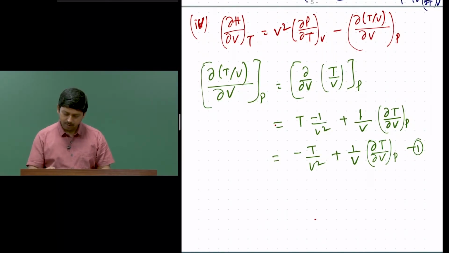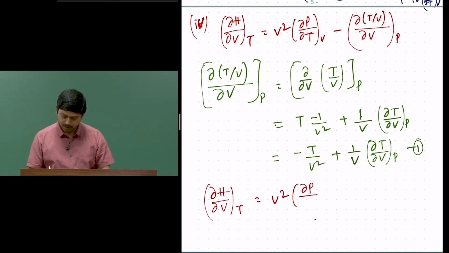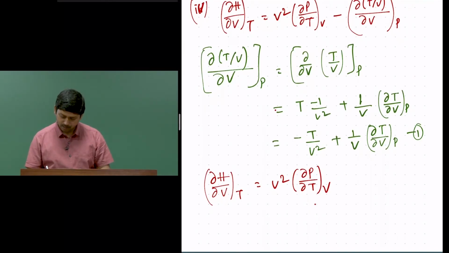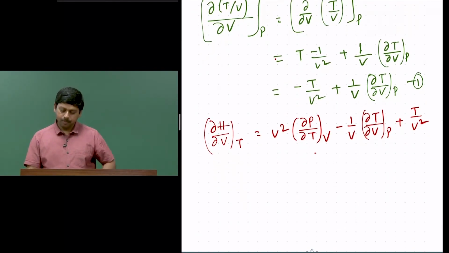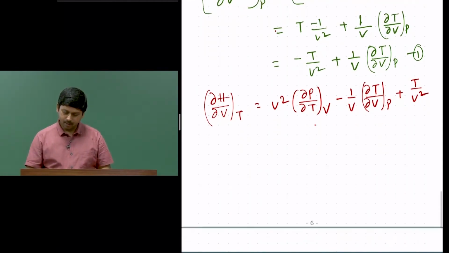So, we have to show then del H by del V at a constant T is equal to V square del P by del T at constant V and minus this quantity. So, minus 1 by V del T by del V at P plus T by V square. So, this is what we need to show. As you can see, there are 3 terms here, that is okay. So, let us see how you can do that.